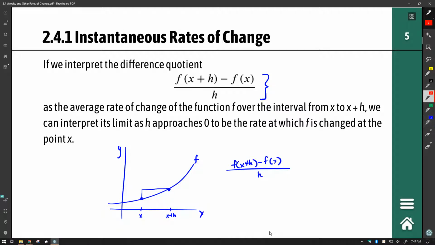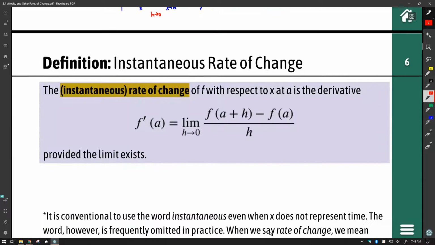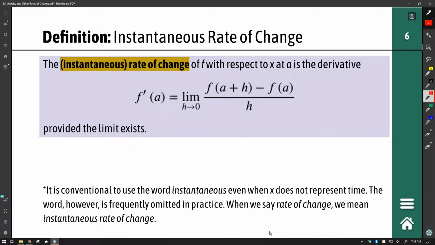If we think of this limit where h goes to 0, which means x plus h moves towards x, and this point moves towards the original point, this limit as h approaches 0, this can be then the average rate of change. Well, that leads us now to an instantaneous rate of change.